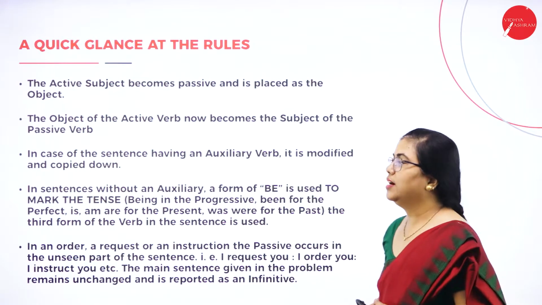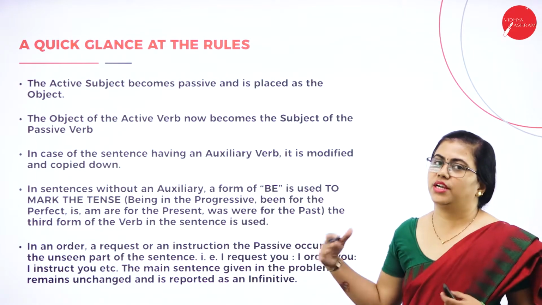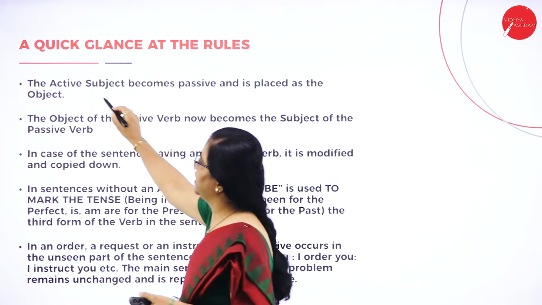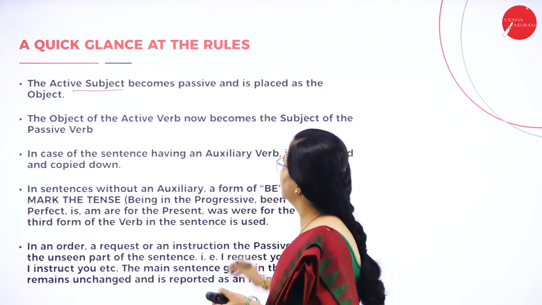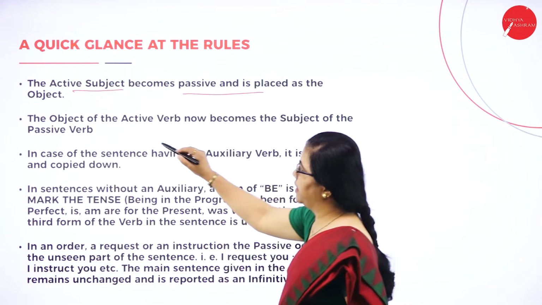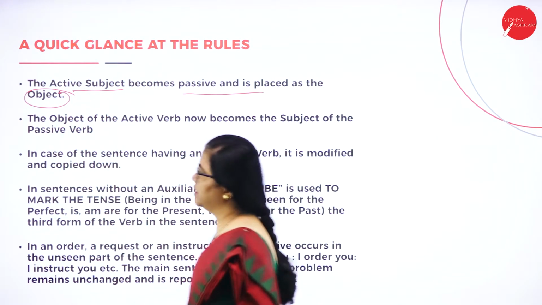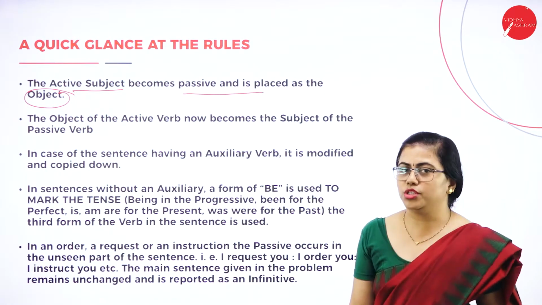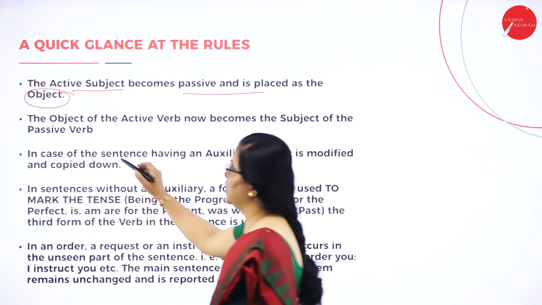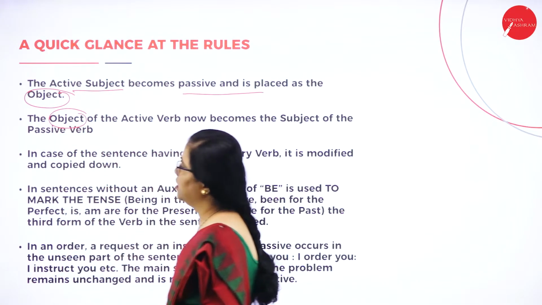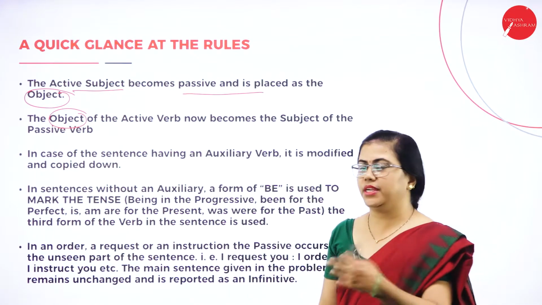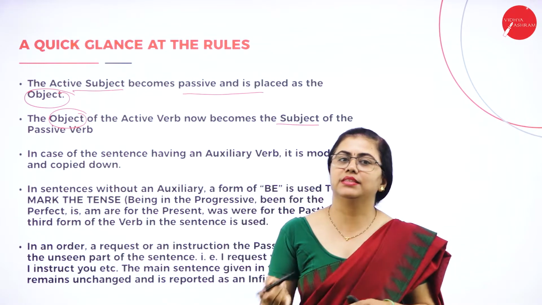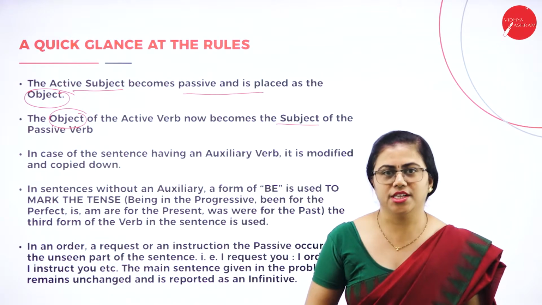Here you can see that I have listed all the rules that we learned in the previous session. The most important rule was that the subject in the active voice becomes the object in the passive, placed in the object part. The subject becomes the object of the sentence. That was the most important rule we had to follow. Again, when the subject goes to the object, obviously the object has to go to the subject part. So you have to interchange the subject and object of the sentence.